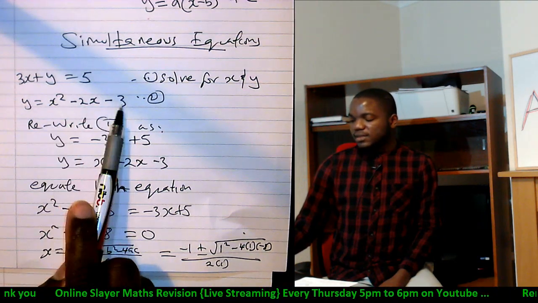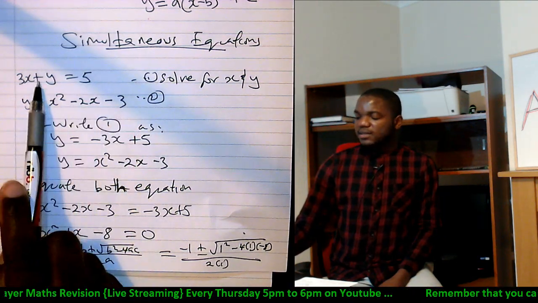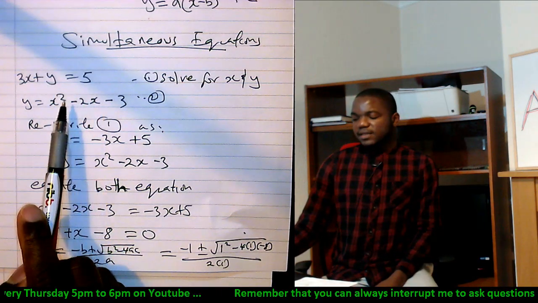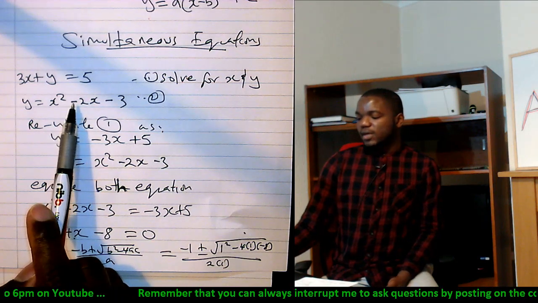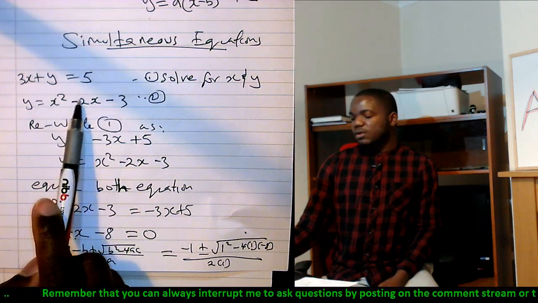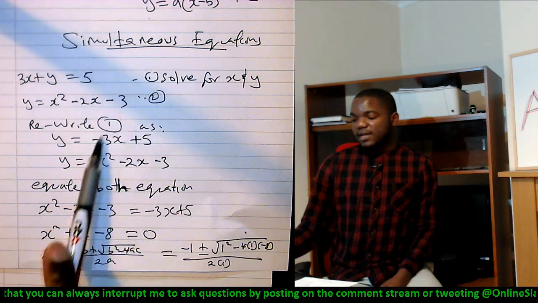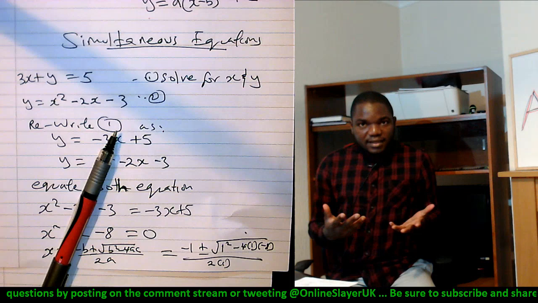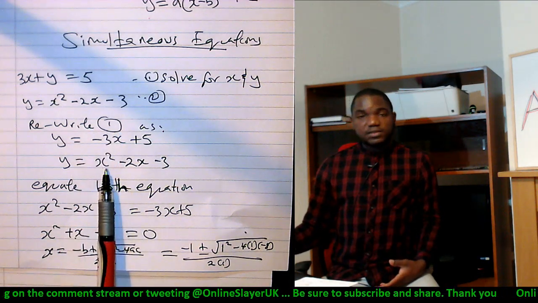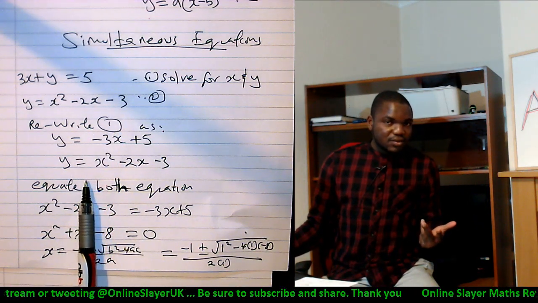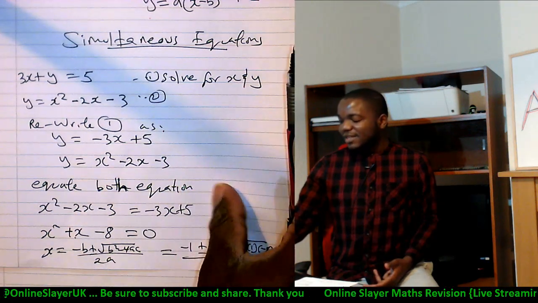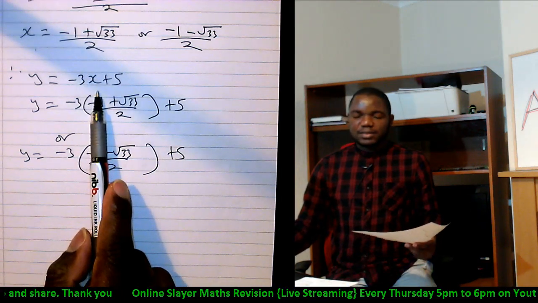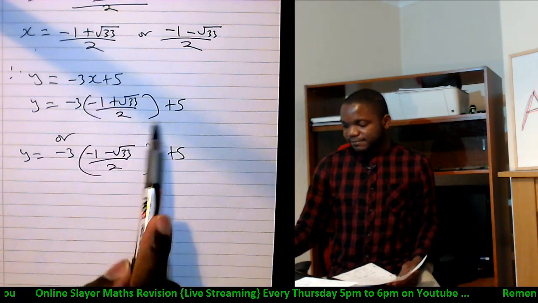Where this quadratic line meets this linear equation. So find the solution, or find the points where the curve x squared minus 2x minus 3 meets the line minus 3x plus 5. Now, either the curve does not touch the line, which means you would have gotten some complex solutions here.